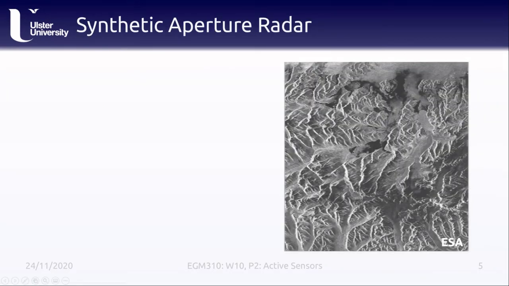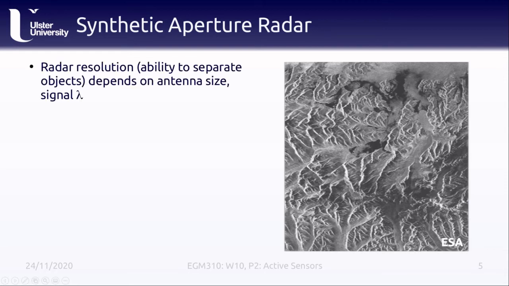Another widely used application of radar is what's known as synthetic aperture radar, or SAR. It turns out that the resolution of a radar, that is, the ability to differentiate between different objects, mostly depends on the size of the receiving antenna and the wavelength of the signal. This means that for a commonly used radar signal, known as C-band, with a wavelength of about 5 centimeters, we would need an antenna that was nearly 4,250 meters long in order to have a spatial resolution of 10 meters.